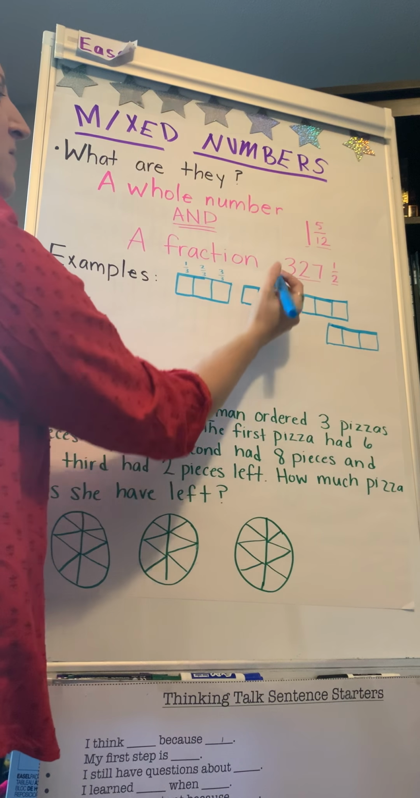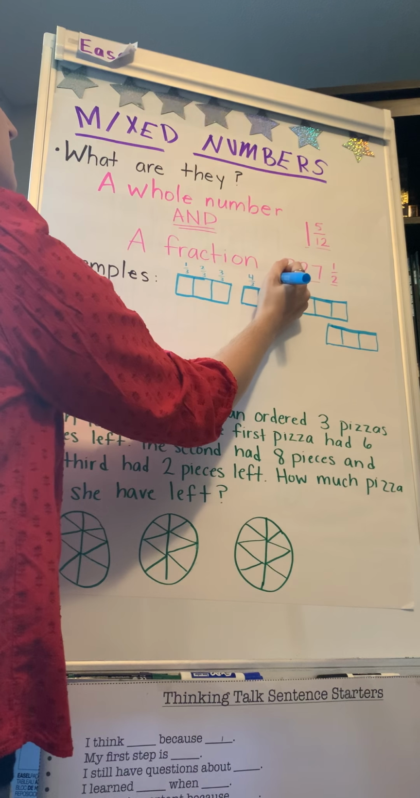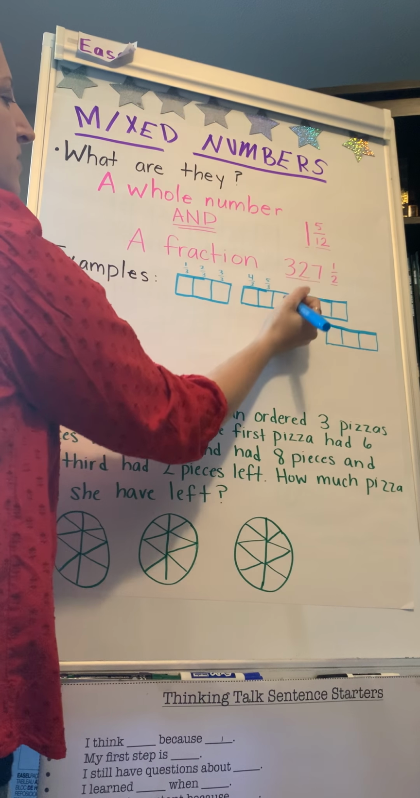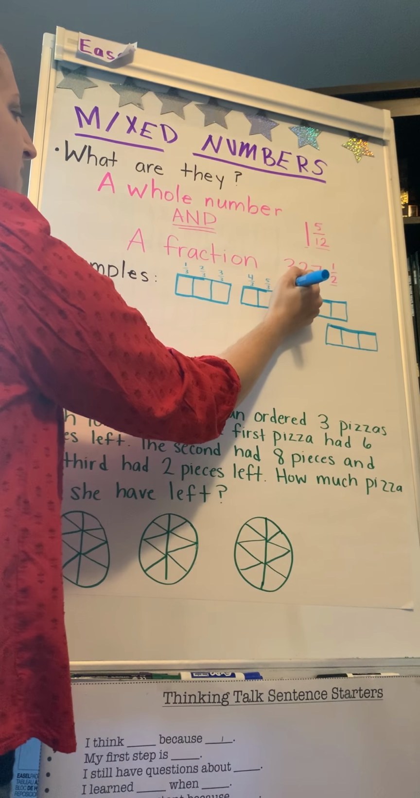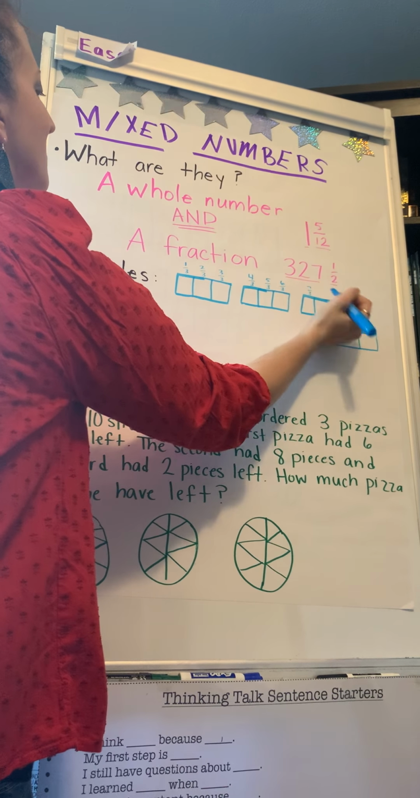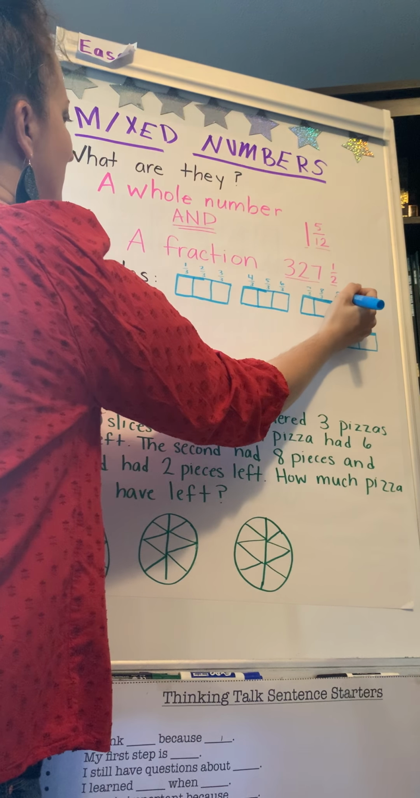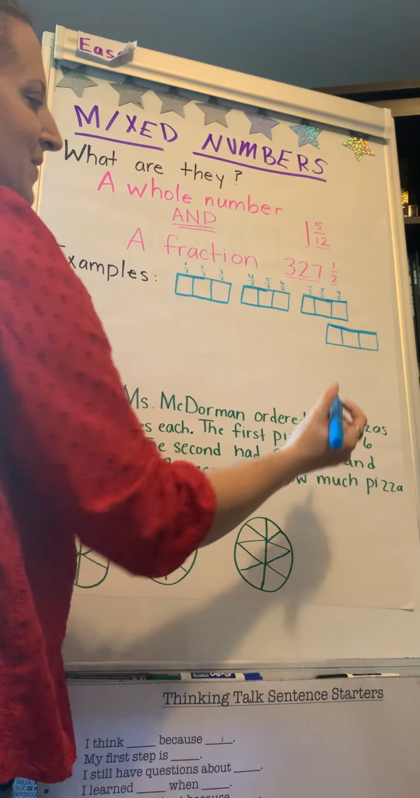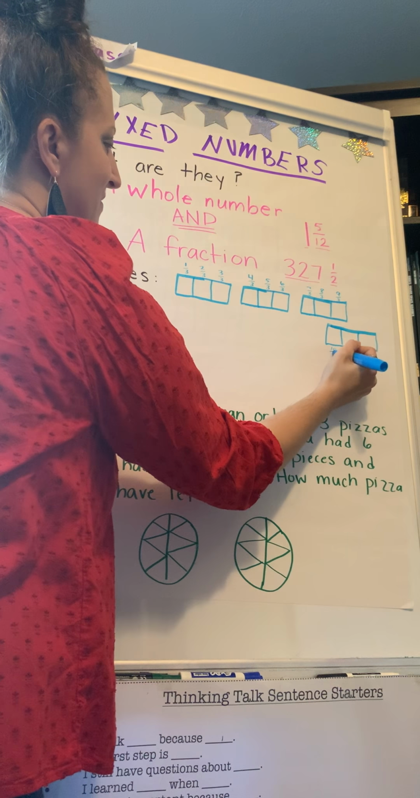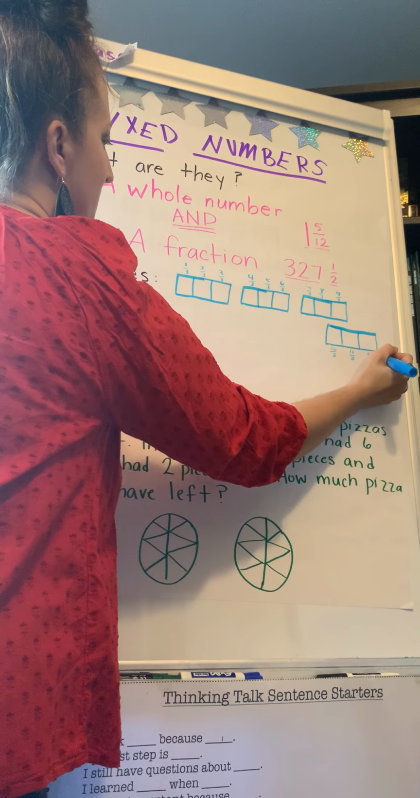So here's 3/3. So this guy would be 4/3, 5/3, 6/3, 7/3, 8/3, 9/3, and then we have 10/3, 11/3, and 12/3.